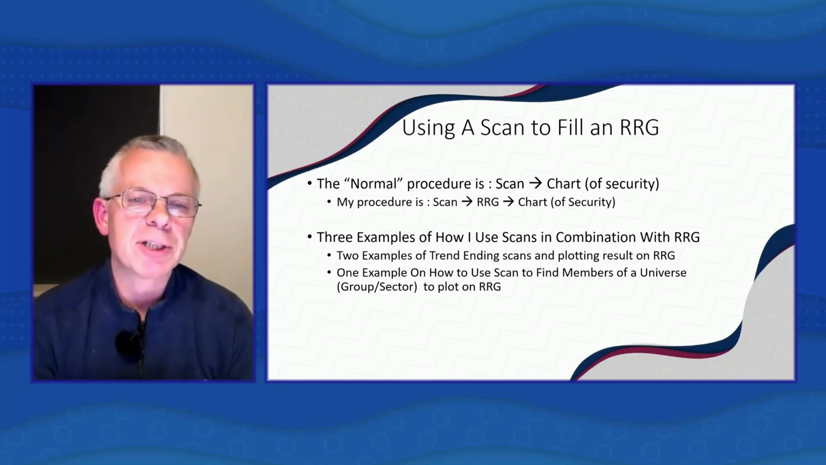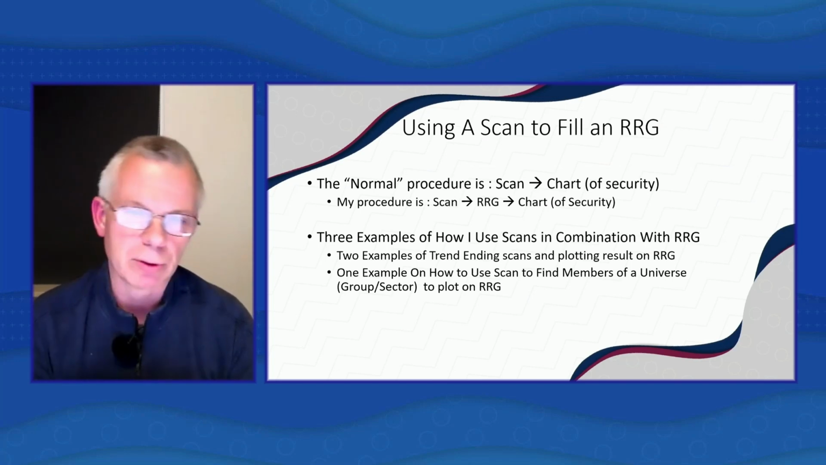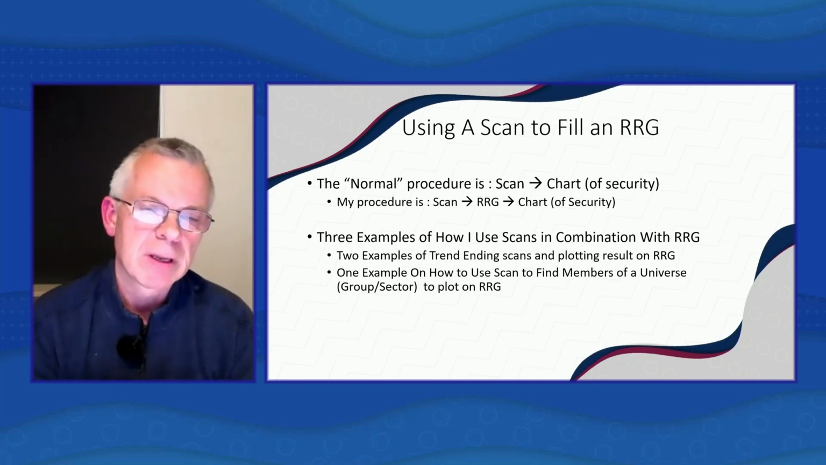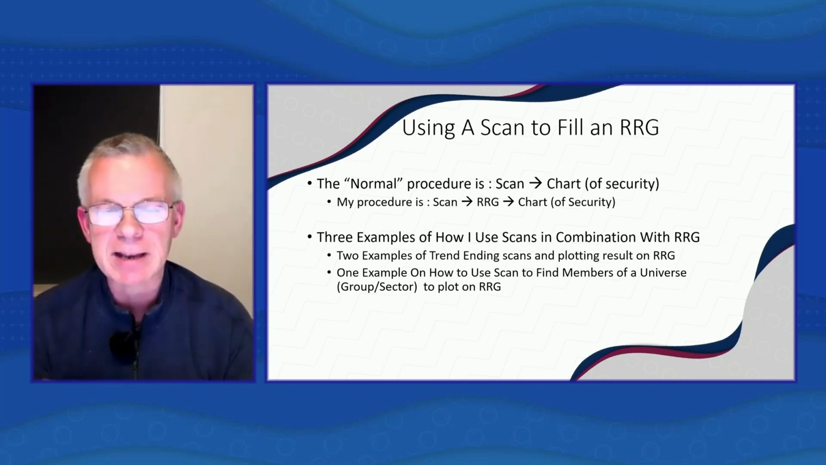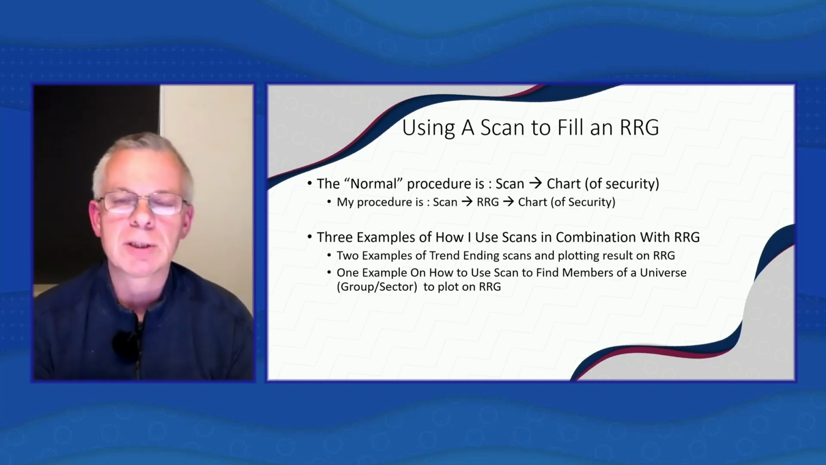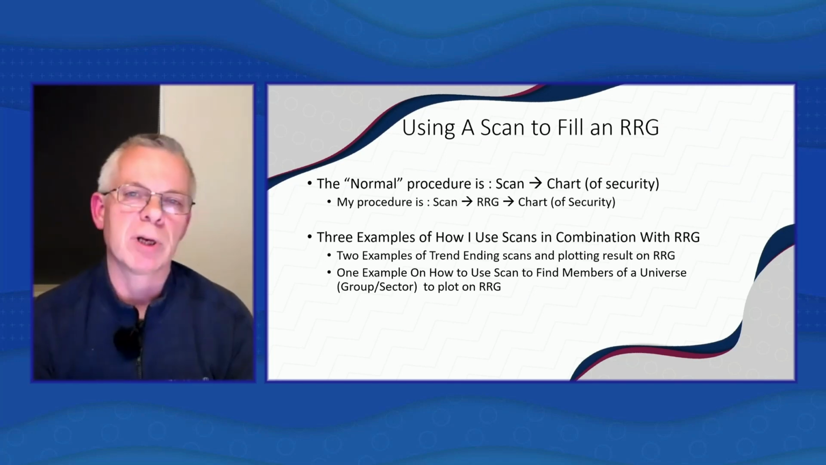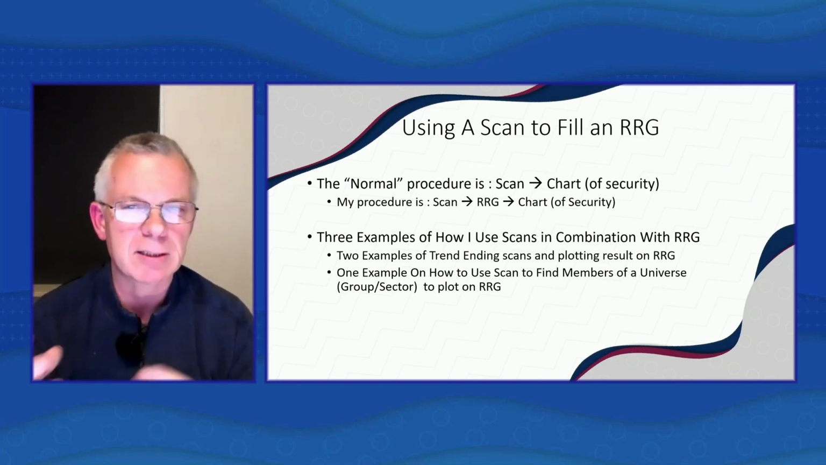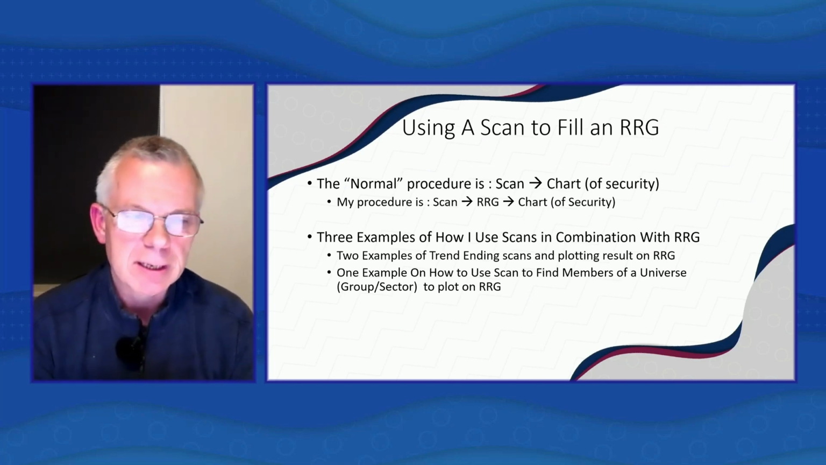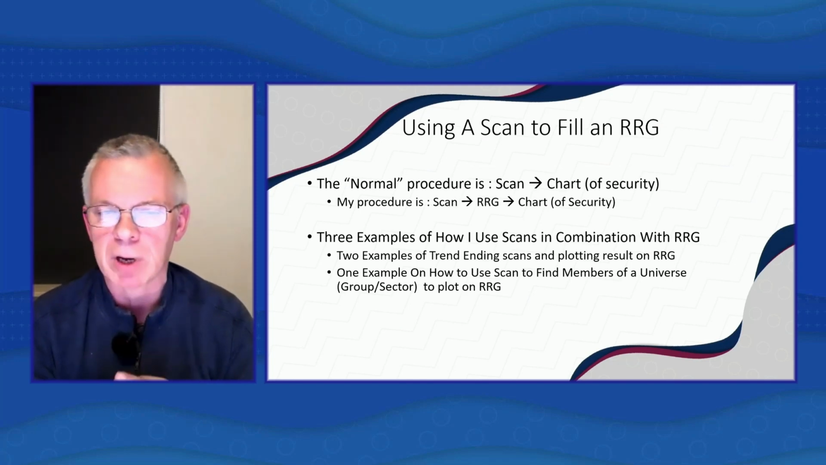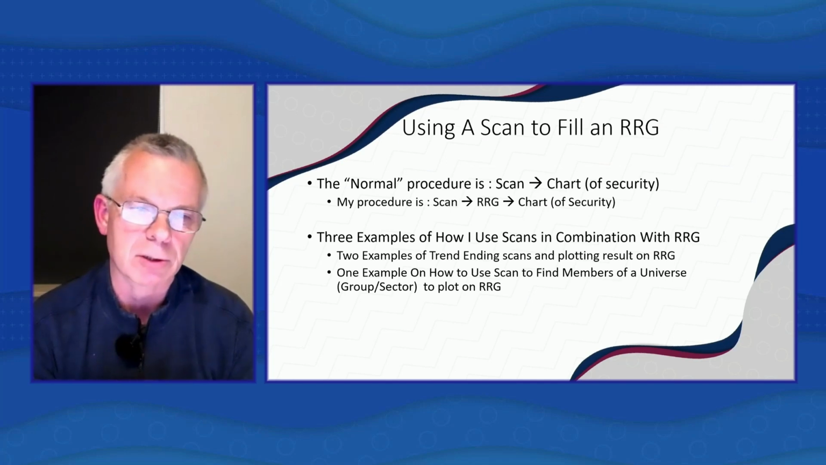The normal procedure, I think, is people scan and then they chart. So you have a bunch of rules, you scan for it, and then you look at the charts. What I do is I have some rules, I scan, I throw the result at an RRG, and then I chart the security based on what I see on an RRG. So it's a slight, subtle difference. Now, I'm going to go over 3 examples on how I use scans in combination with RRG.